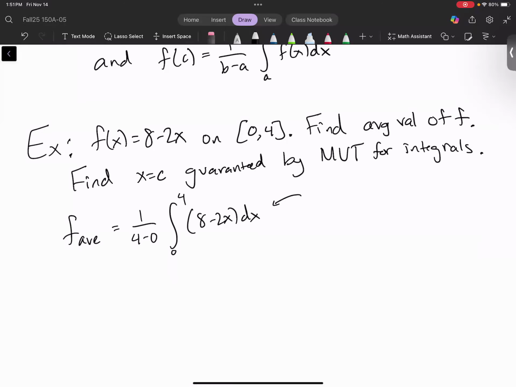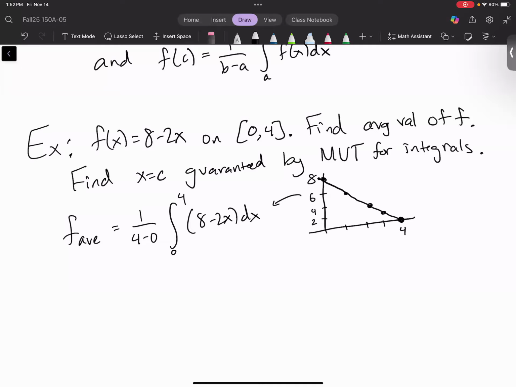So what is this integral here? We're going to have to draw it. So we're going 0 to 4. The y-intercept is 8, and we subtract 2 every time, so we'll go 6, 4, 2. So we've got a point here, point here, point here, and point here. There we go. Okay, so it's just a triangle.